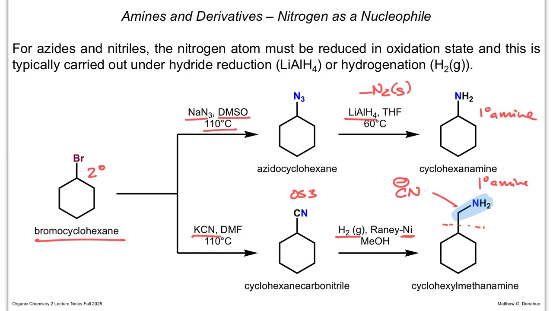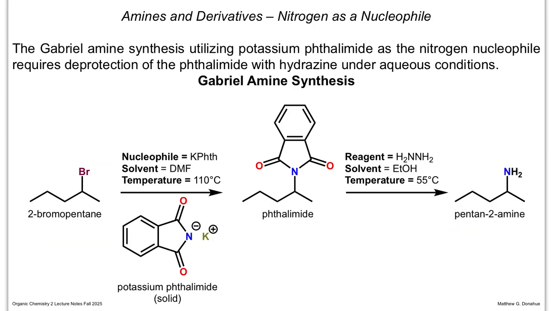So the potassium phthalimide gets its own slide. This is a named reaction called the Gabriel amine synthesis. So it's still SN2. We have a secondary bromide. We're using a polar aprotic solvent that displaces the bromide. And now this makes a phthalimide.